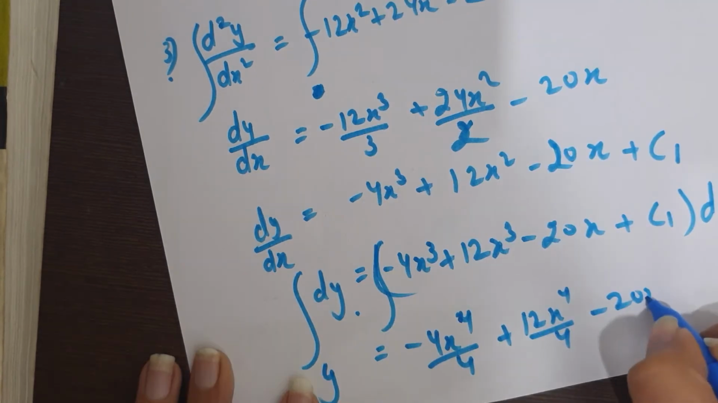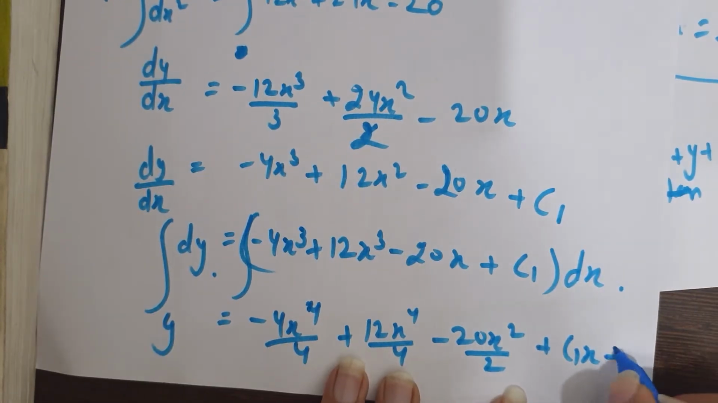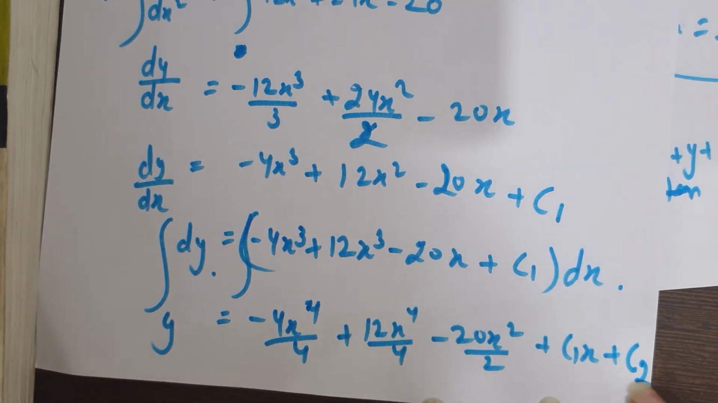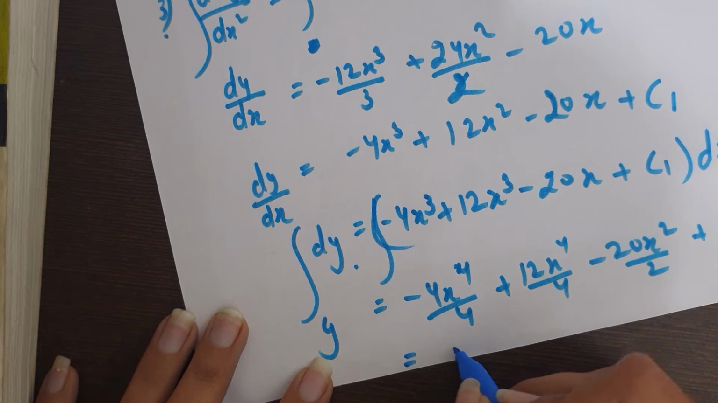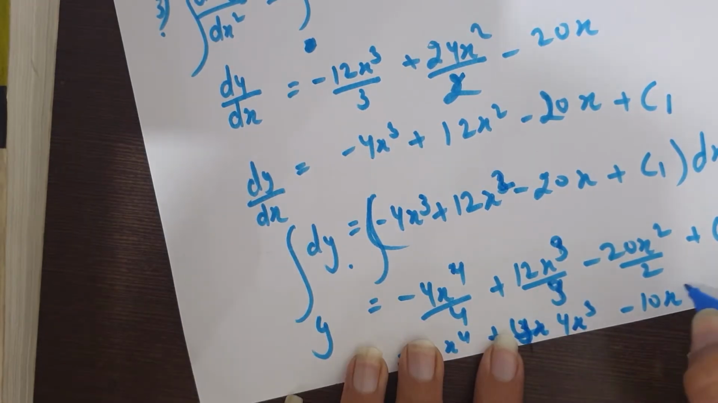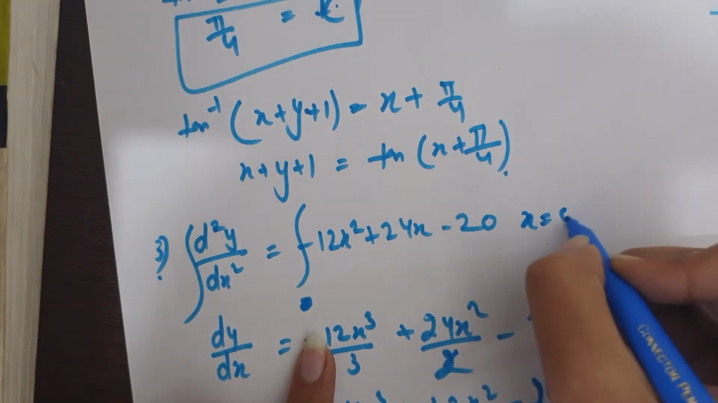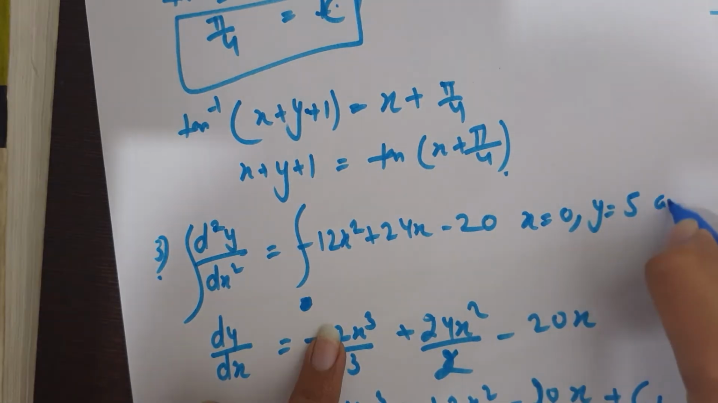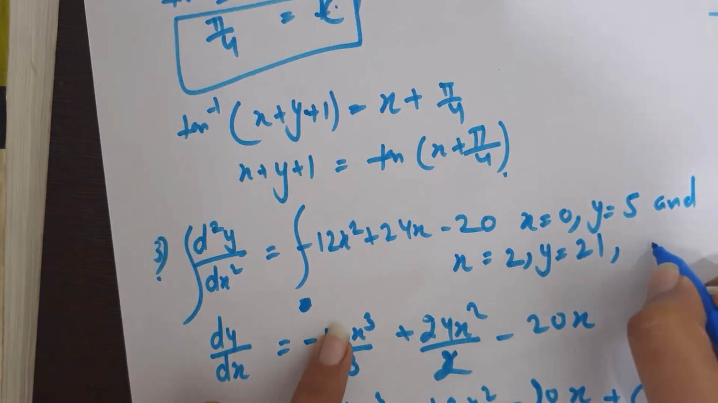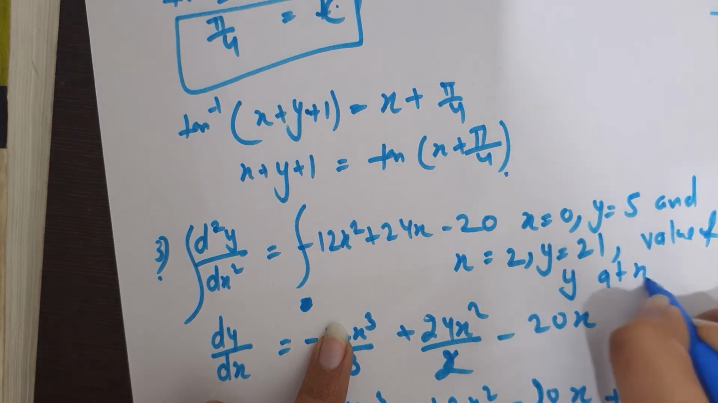Now integrate. And also one constant. This constant gets integrated, so we should also apply second constant with it. Now this comes out to be minus x4. Now in this case, initial conditions are given: x is equal to 0, y is equal to 5 and x is equal to 2, y is equal to 21, and we are asked about value of y at x is equal to 1.